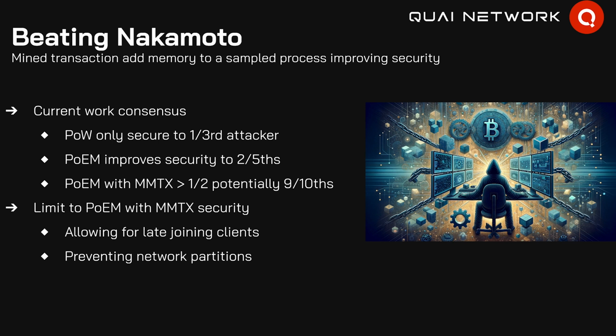To give an overview, if we look at current work-based systems and consensus, PoW is only secure, practically, to a 1/3 attacker. Colloquially, people refer to a 51% attack, but because the honest majority has a propagation delay delta and the attacker is assumed to not have a propagation delay, it practically goes down to 1/3 rather than 50%. In our analysis of PoW, we can improve that security threshold to 2/5. So 40% is better than 33%. However, if we do PoW with MMTXs, I know we can get above 1/2, and we could potentially go to 9/10. So not only can we beat Nakamoto, we can beat the shit out of Nakamoto.